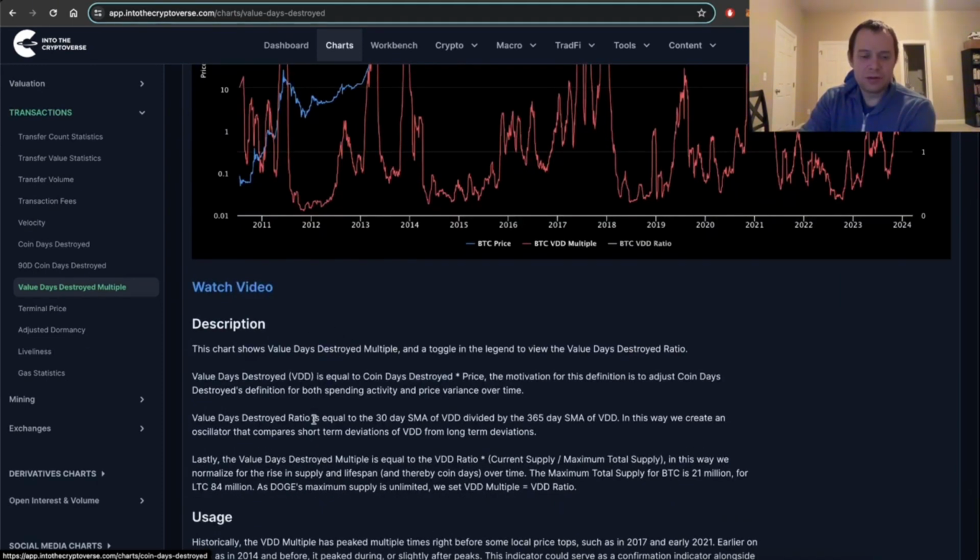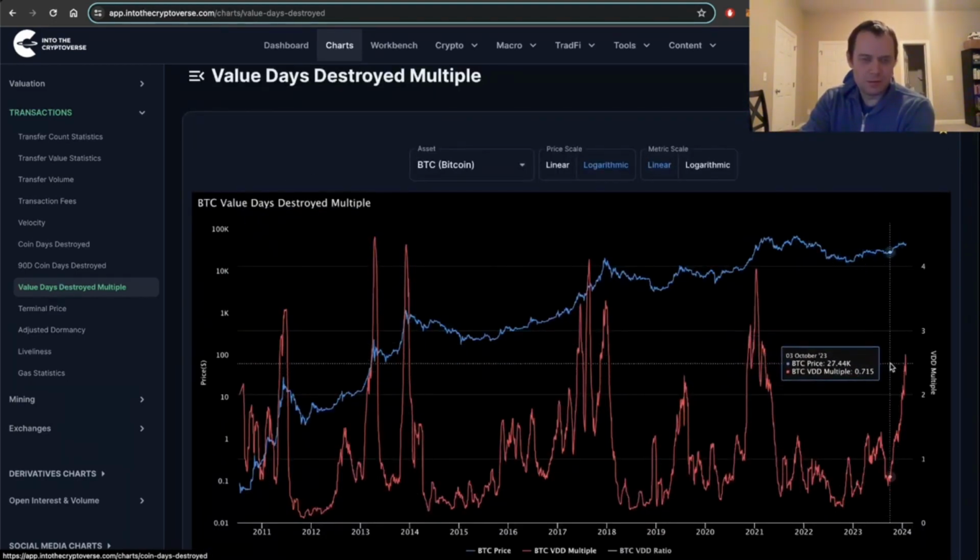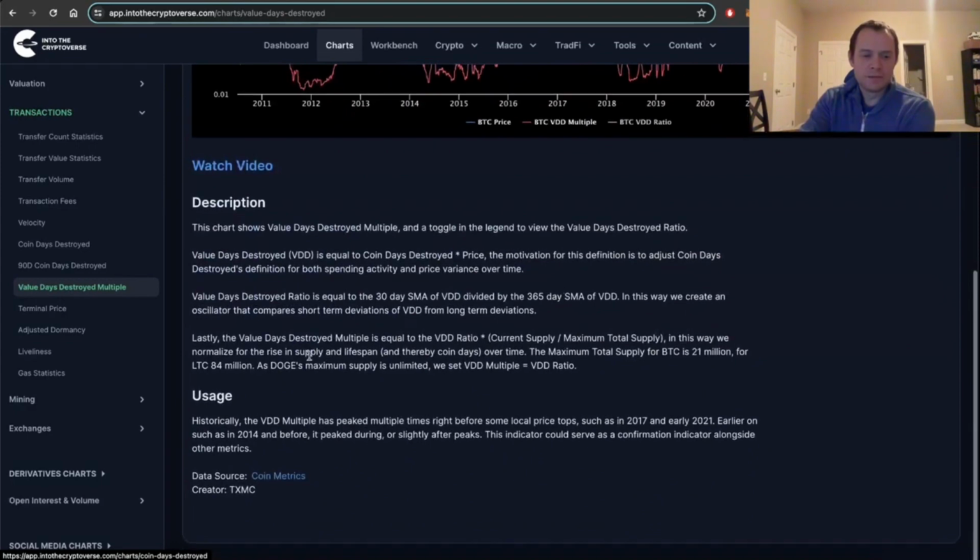Now, remember, this is the value days destroyed multiple. Value days destroyed ratio is equal to the 30-day SMA, or simple moving average, of value days destroyed divided by the 365-day SMA of value days destroyed. This way, we create an oscillator that compares short-term deviations of this from long-term deviations. And then finally, the multiple, which is what we've come to show in this chart, is equal to the value days destroyed ratio times the current supply over the maximum total supply. So we're just normalizing for the rise in supply and lifespan over time.